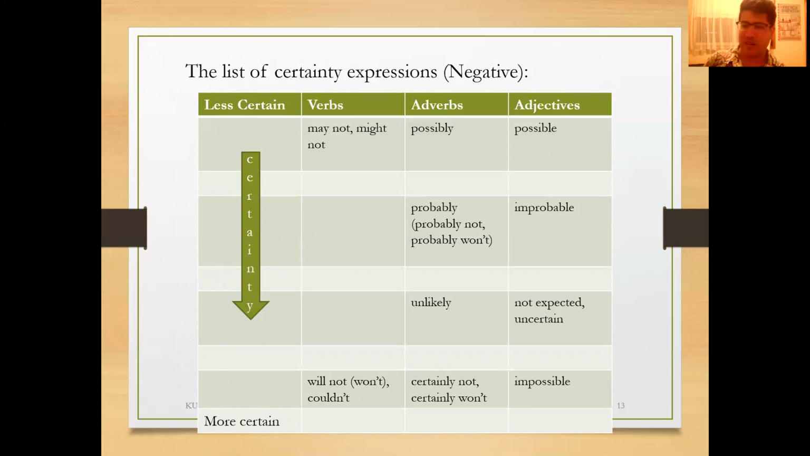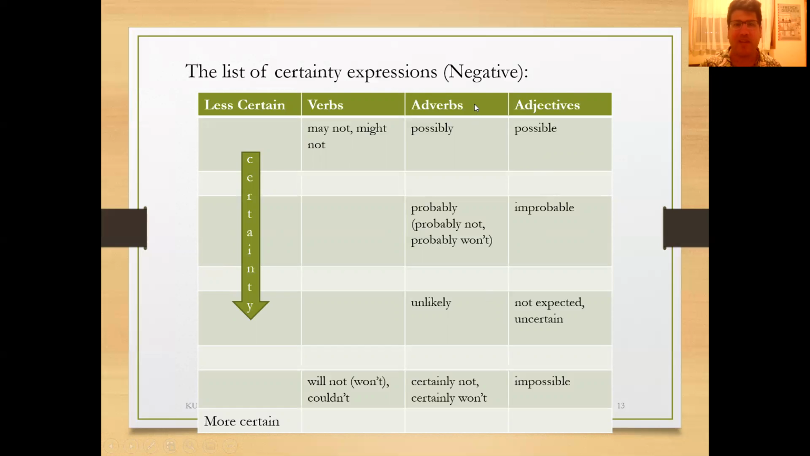So this is for the negative though. That means we're less certain that something will not happen, or we're more certain that something will not happen, or we are certain that something will not happen. Okay, so we can say it may not rain tomorrow. So that means it could rain. There's a chance that it will. It may not. Or we can say it will not rain tomorrow. So it's certain. It cannot rain tomorrow. It's not going to rain tomorrow.